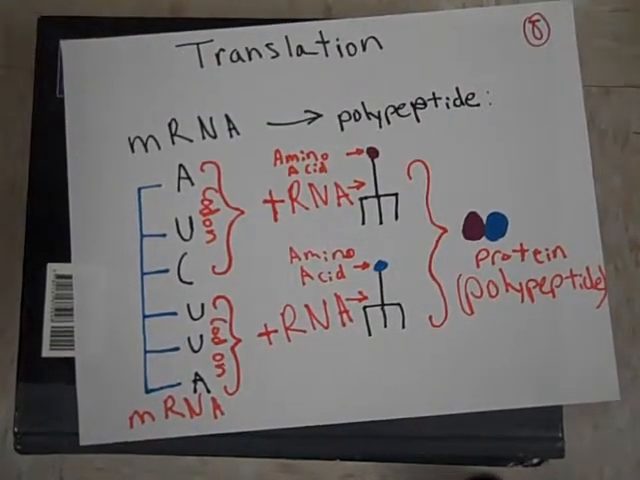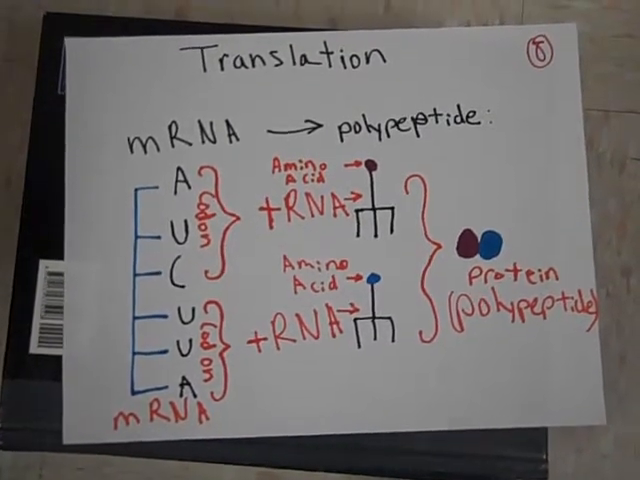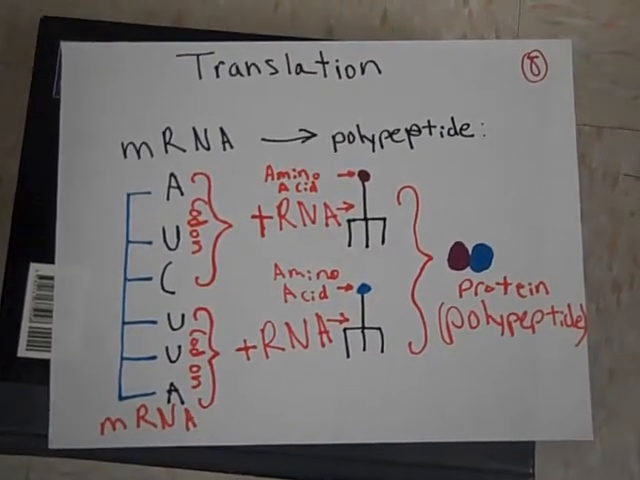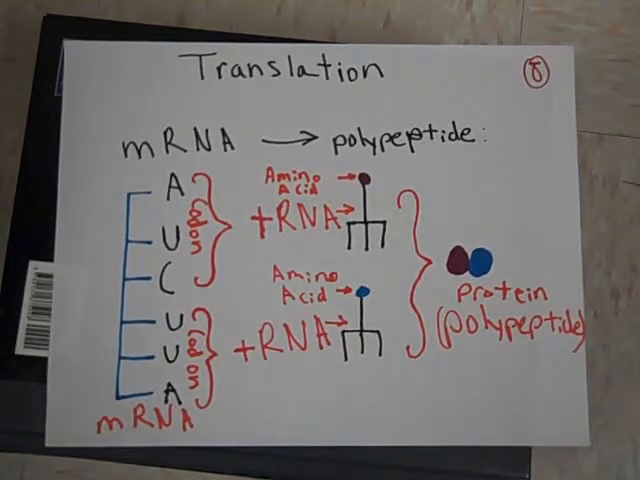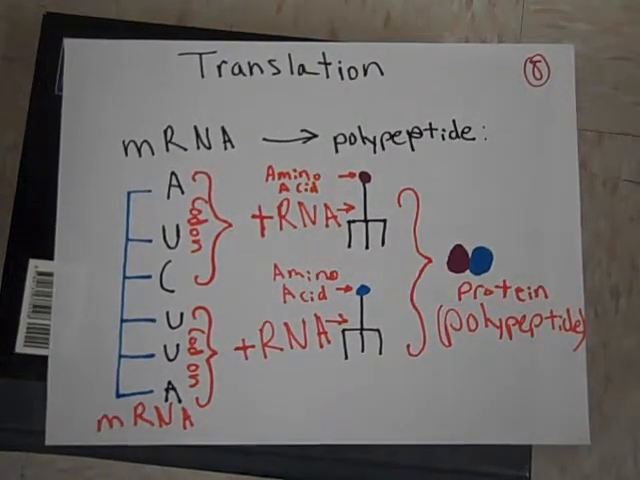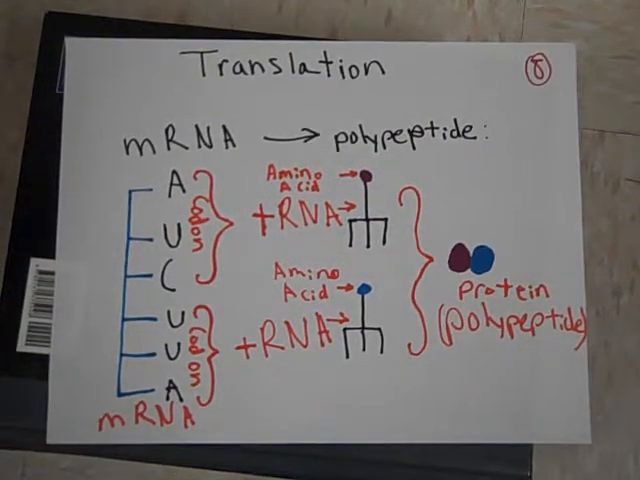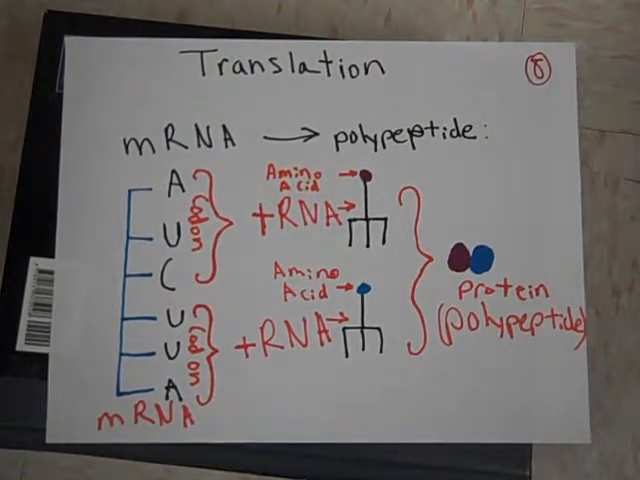In review, transcription takes the template strand of DNA and transcribes it into RNA. This can be thought of as writing down something that says the same thing in a different manner. For example, writing a paper from research. It is the same information but presented differently. You are transcribing the information.